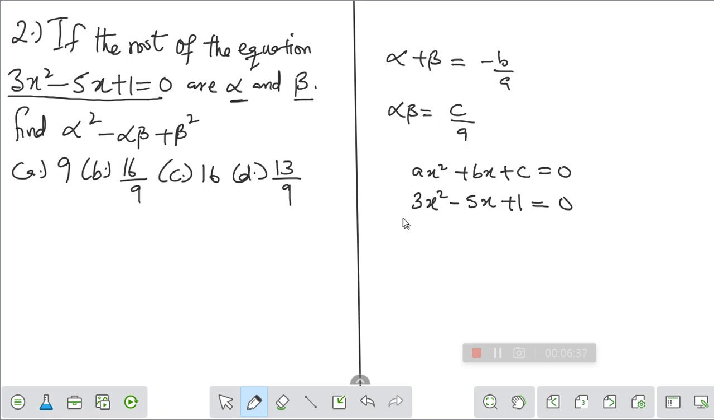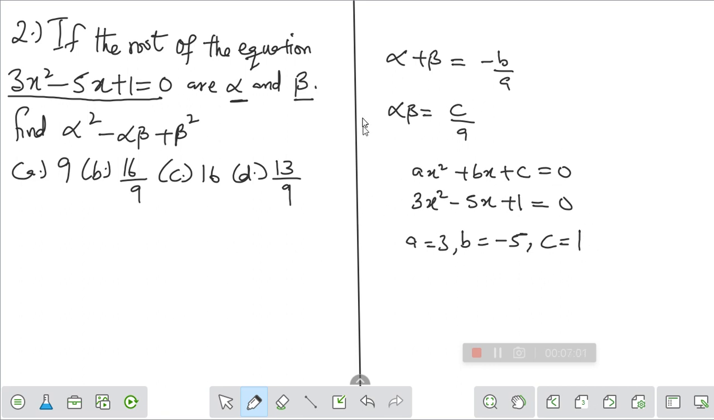Looking at the question, I want you to tell me the value of a. What's the value of a? The value of a is 3. What is the value of b? It's not 5 like that. Minus 5. Okay, c is what? c is plus 1. So we have gotten that.